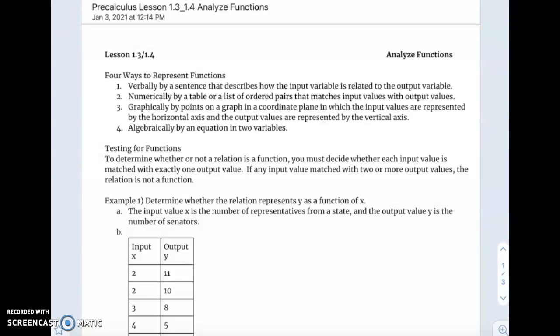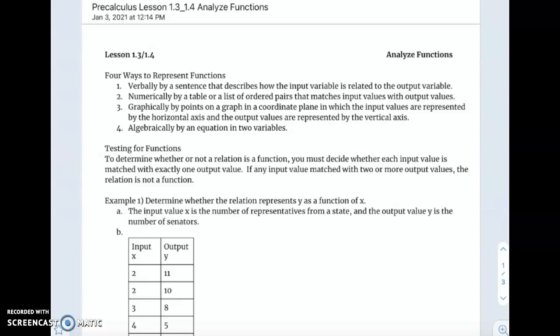Lesson 1.3, 1.4, we're going to be analyzing functions and talking about functions, domain and range. So when we're looking at functions, there's 4 ways to represent them: verbally, numerically, graphically, and algebraically. Now, to test for functions, you want to make sure that each input matches with exactly one output.